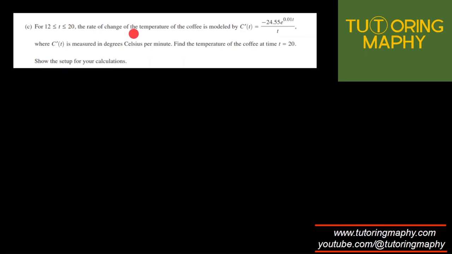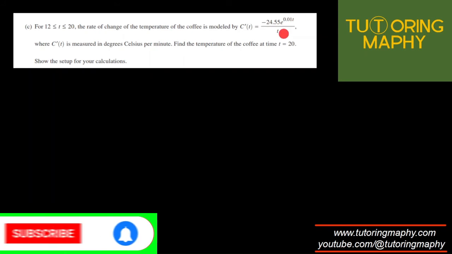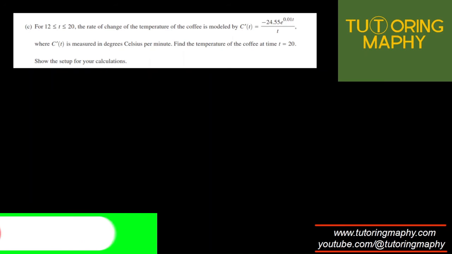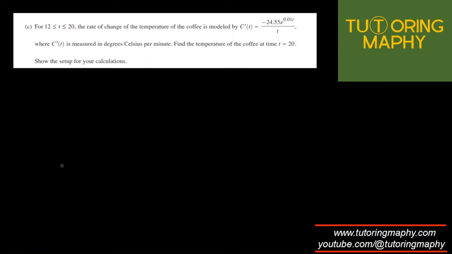For 12 to 20, the rate of change of the temperature of the coffee is modeled by C prime of T, where C prime is this. What is the temperature of the coffee at T equal to 20? Show the setup of your calculation. All right, so obviously we have to find the antiderivative of it, and we have to use a calculator as well. But we need a reference point, right?